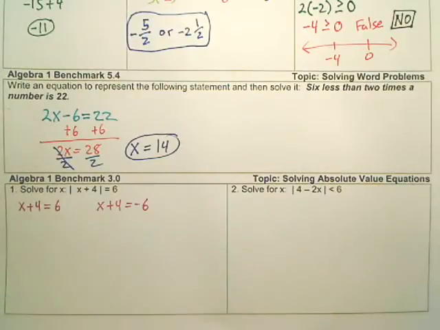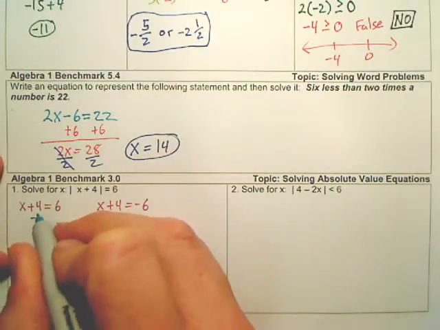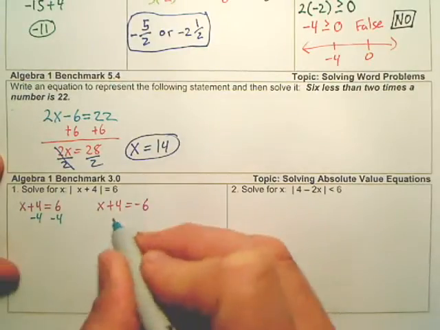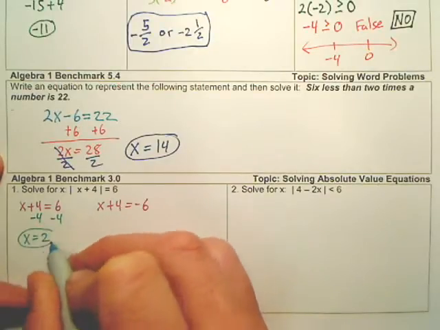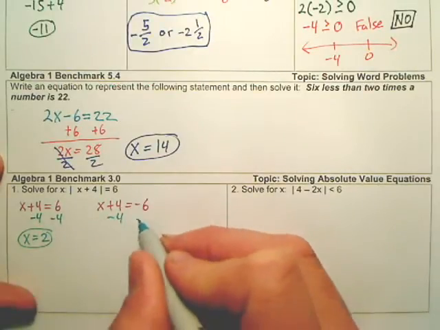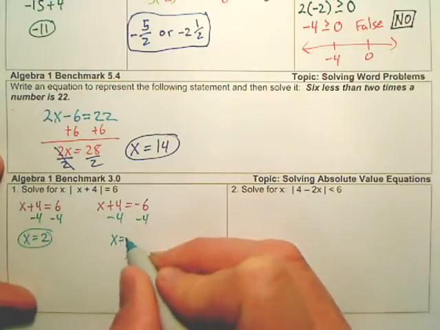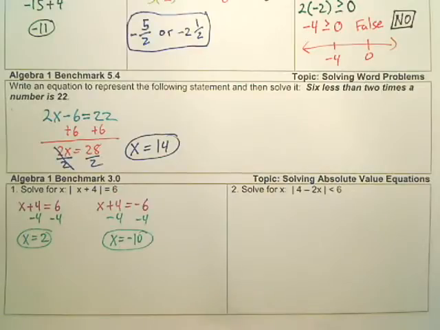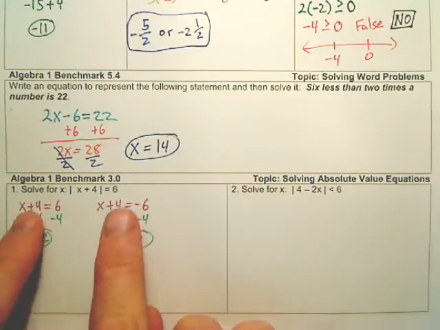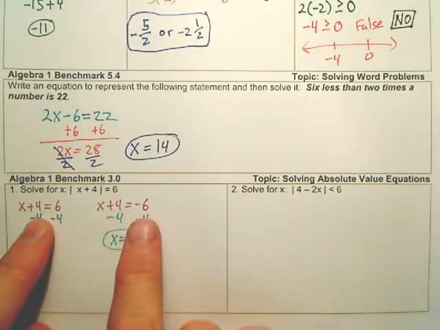You then simply solve each of these equations. So, to solve this, we're simply going to minus the 4 over, and I got x equals 2. Over here we're going to minus the 4 over, and I got x equals negative 10. Absolute values, you always make two equations, one normal, one with the equal to a negative.